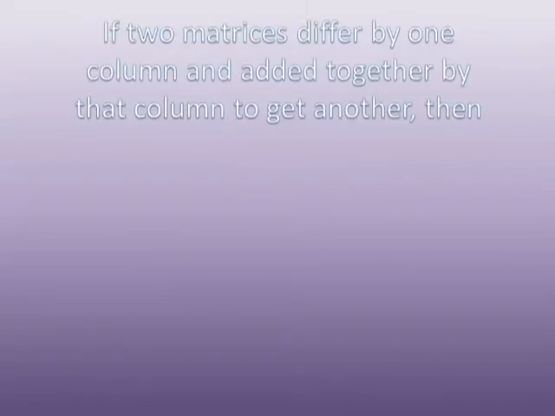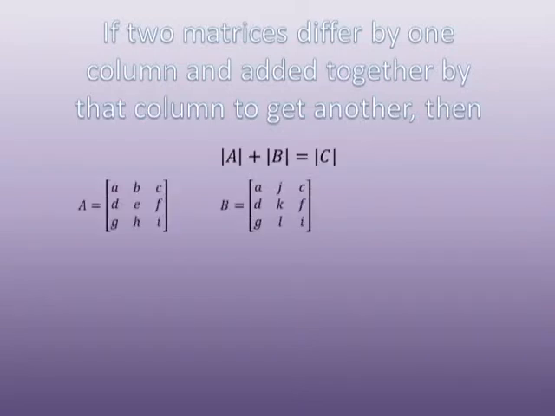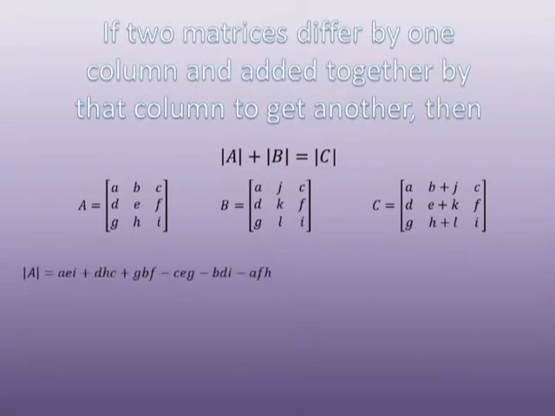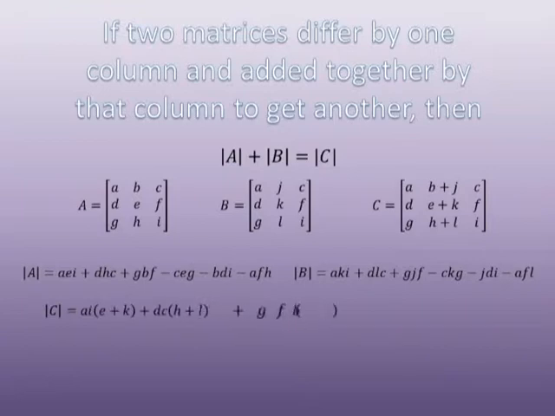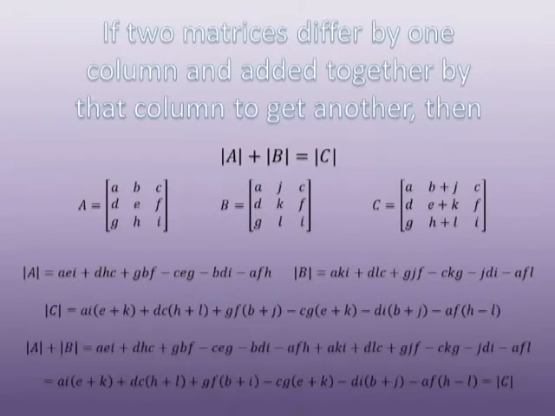If two matrices differ by one column, and those columns are added to make a new matrix, the sum of the two determinants equals the determinant of the new matrix. When we add the determinant of A and the determinant of B, we will get the determinant of C when we factor.